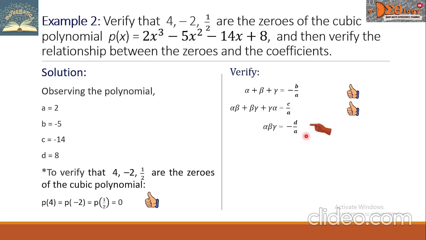What about the third relationship? Let us substitute the values. 4 times negative 2 times 1 half. Is it equal to the negative of d over a? Negative, the d is 8. We write it here, and a is 2. When we multiply, the left side becomes negative 4, which is equal to the right side that is simplified into negative 4. We're able to verify the third relationship.